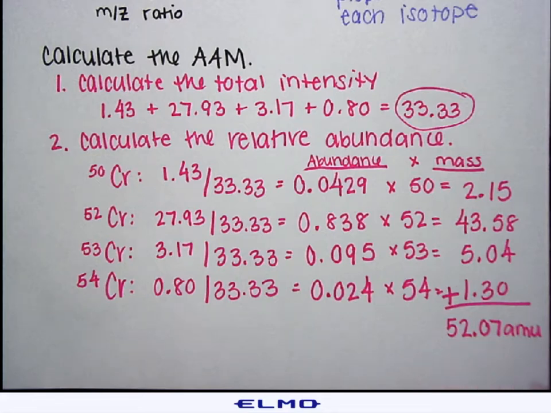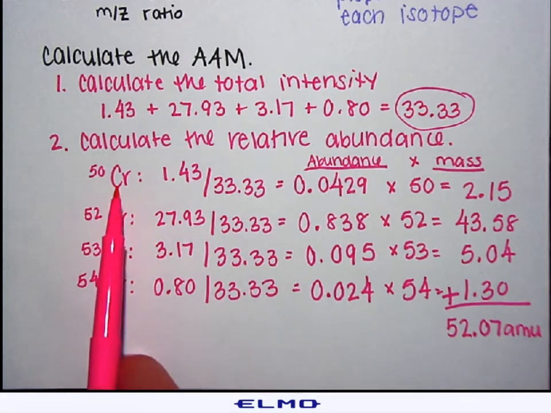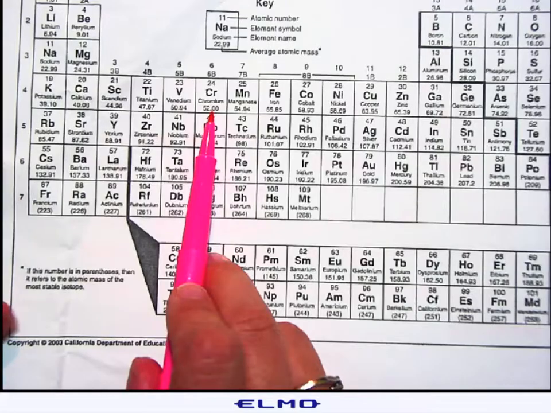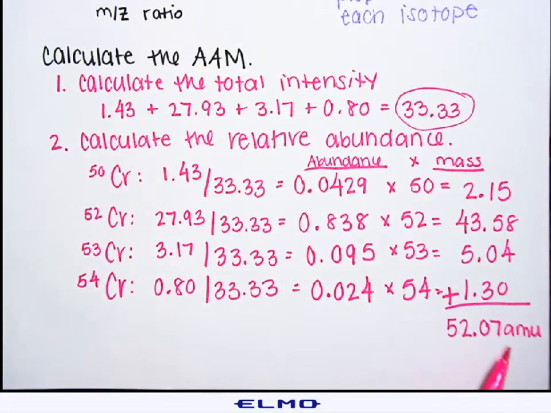Lastly, I told you it's chromium. If you know the identity of the atom, you can always look on your periodic table. Chromium has an average atomic mass of 52. So again, if you don't get an answer similar to what you see on the periodic table, you might have done something wrong. Maybe you had a math mistake. Go back and check your work.